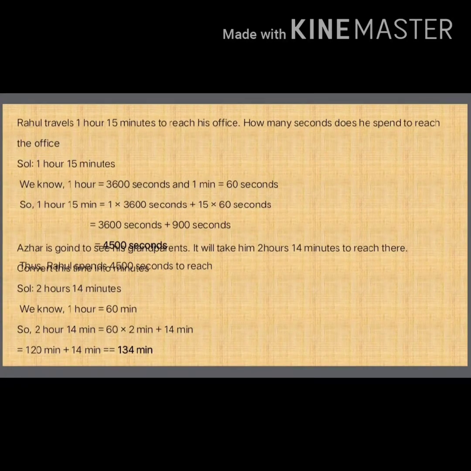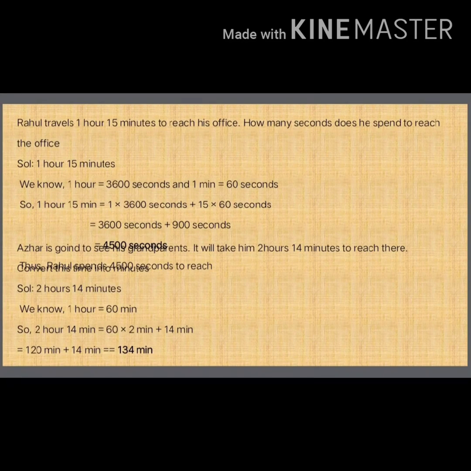So now since 1 hour is 3600 seconds, we will be keeping 1 hour as it is, and we will write 3600 seconds instead of 1 hour. Now minutes, 1 minute is 60 seconds. So we'll be multiplying 15 by 60 and we get 900. When we add both, we get 4500 seconds.